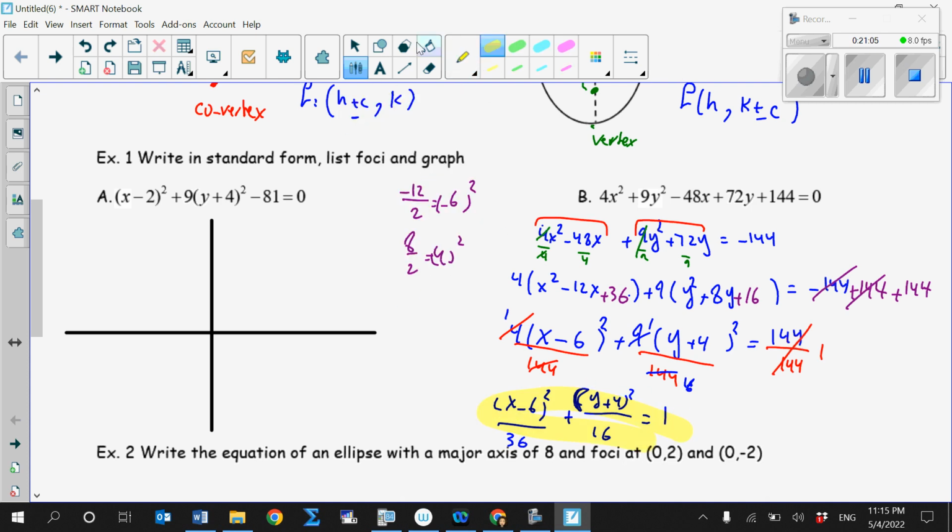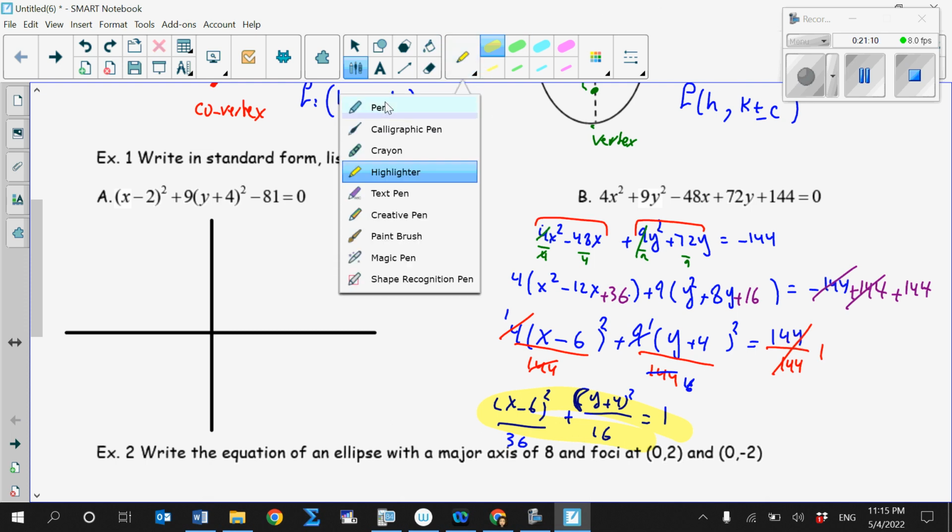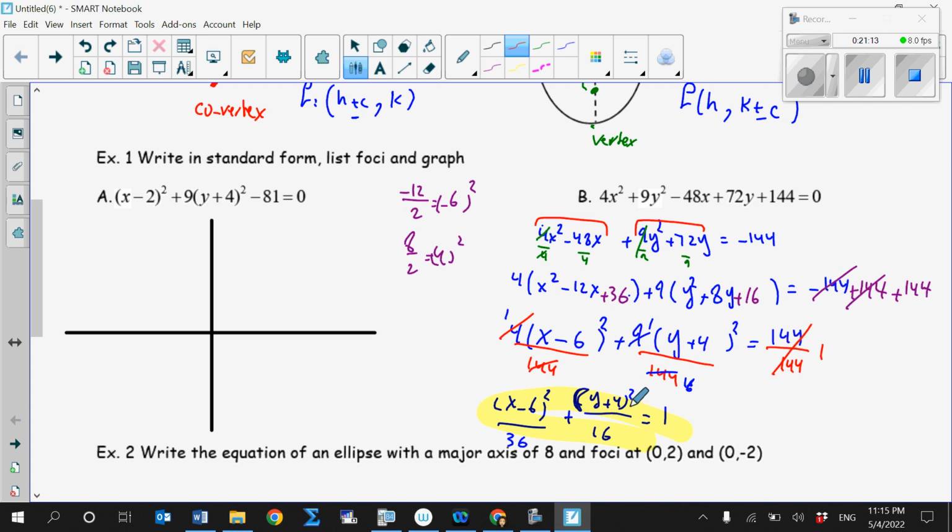Now, can you tell me if we have a vertical or horizontal ellipse? Yes, we're going to have a horizontal ellipse again because the bigger number is under x. So first find the center. The center is 6 and negative 4. So 6 to the right and negative 4 to the bottom. Let's say almost here. This is the center.